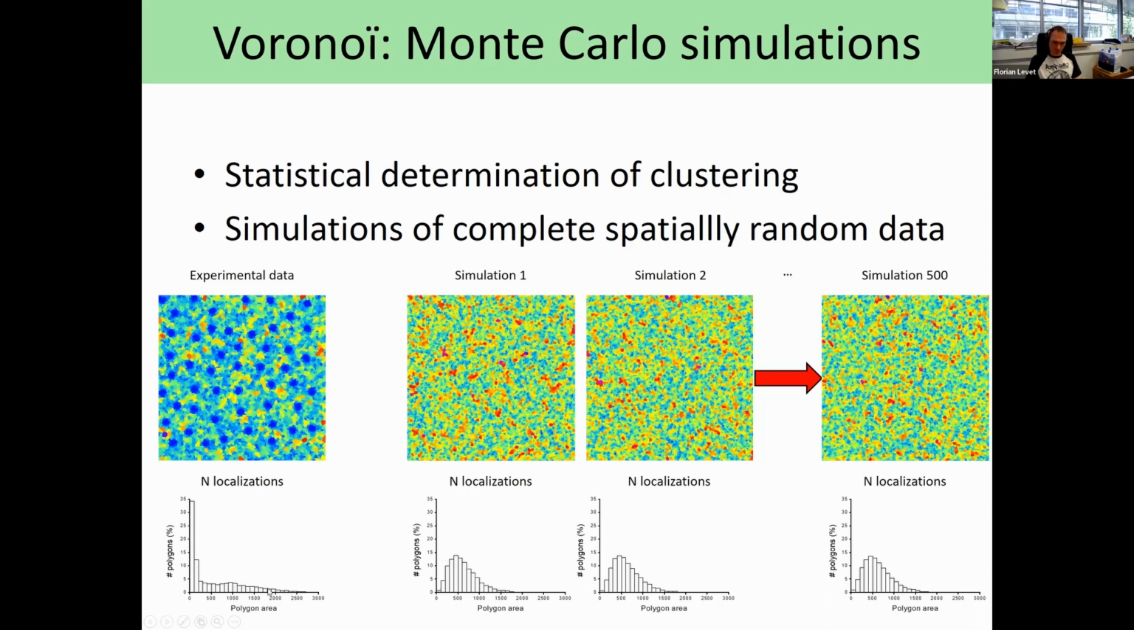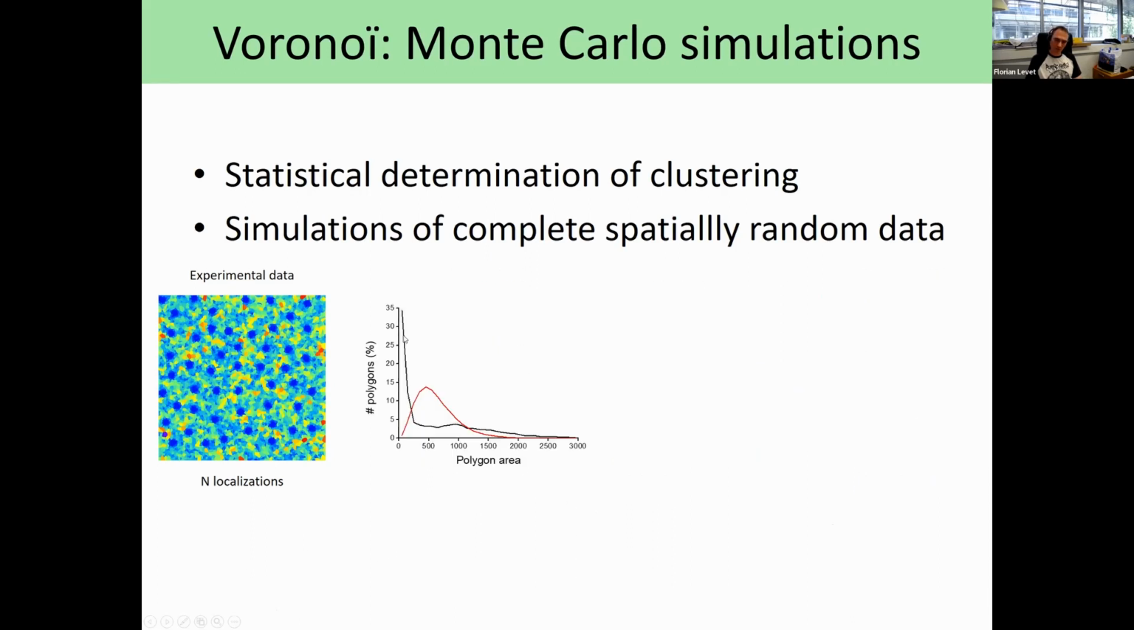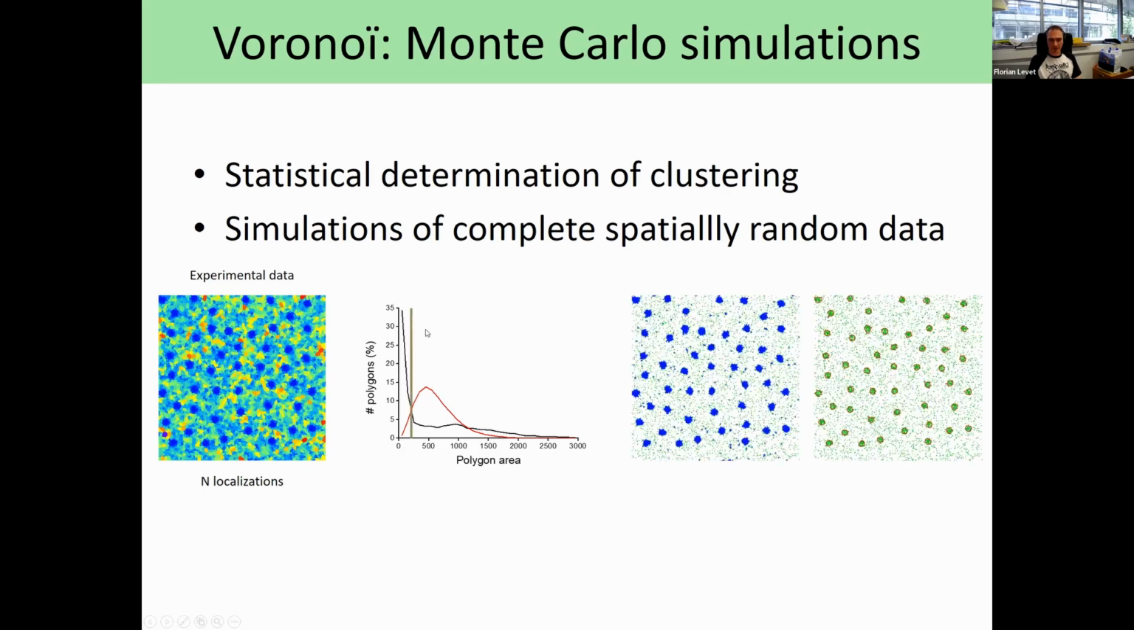So here you have this experimental distribution. In the case of the random distribution of localization, you can see that the distribution is different. In the end, you plot the experimental distribution and the mean of the distribution of the simulation. And when you apply this threshold where they cross, you end up with this segmentation.